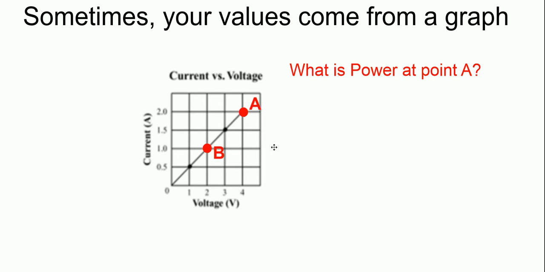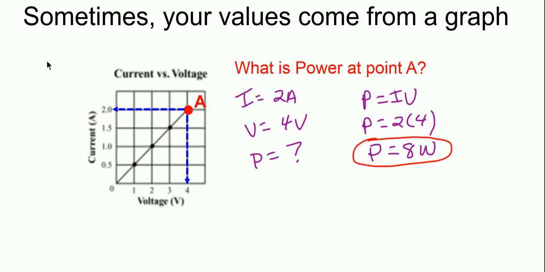in a graph. The question here is, where's the power at point A? Well, point A is right here, isn't it? Do we have current there? We do, don't we? It's at 2. And don't we have voltage down here at 4? Sure. So what you'll do is you look at point A and go along that line. Current is 2 amps. There it is. Down here in the graph, our voltage is 4 volts.